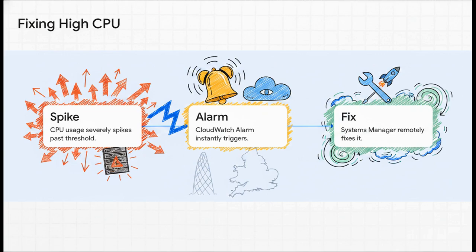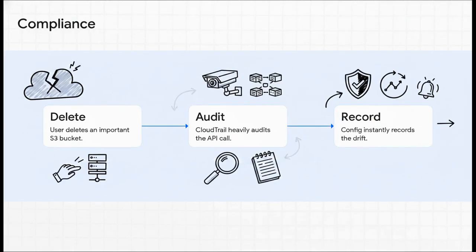Step 1, CPU usage aggressively spikes past our safe threshold. Step 2, because we set it up earlier, a CloudWatch alarm instantly triggers. Step 3, that alarm sends a signal directly to Systems Manager, which then automatically runs a remote script to fix the issue or maybe just restart the application. And just like that, the overwhelmed server is saved without a single human ever having to intervene. How amazing is that? Let's look at another scenario.